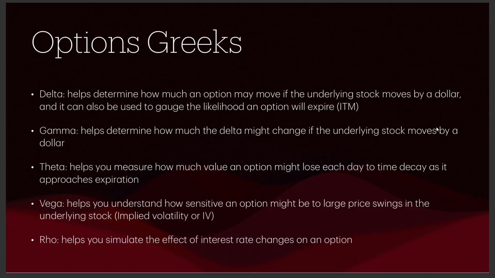All right. So I'm going to move on just to the next two. We have Vega, which helps you understand how sensitive an option might be to large price swings in the underlying stock. And this is related to implied volatility, or better known as IV. Basically, if you have an options contract that has a high Vega or a high implied volatility, your options contract will be more expensive.